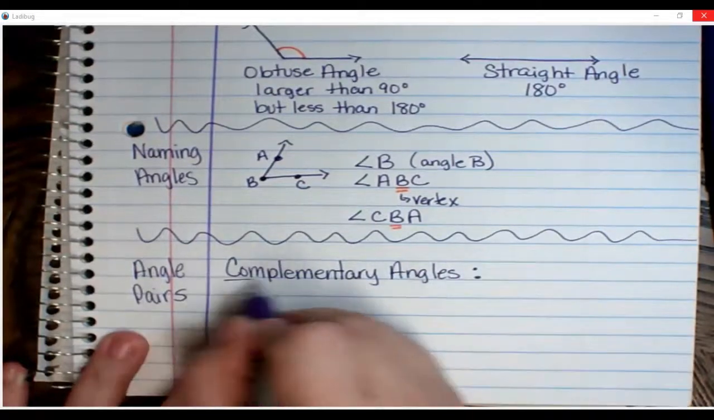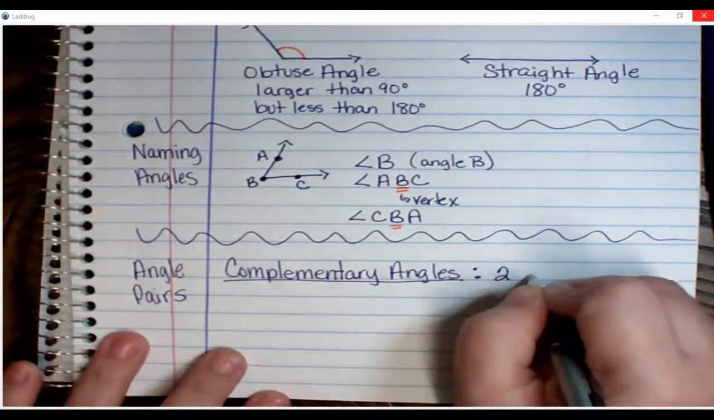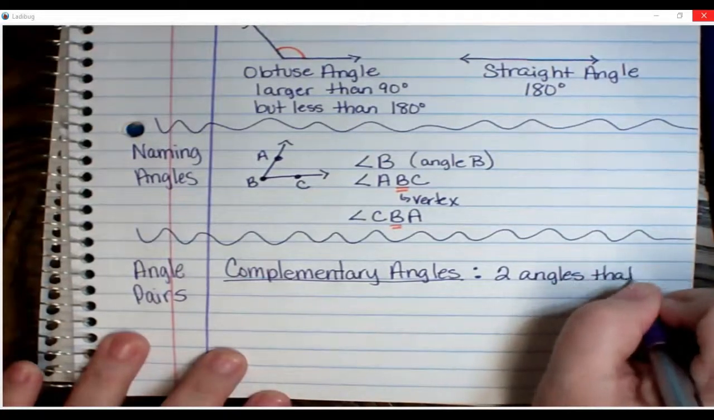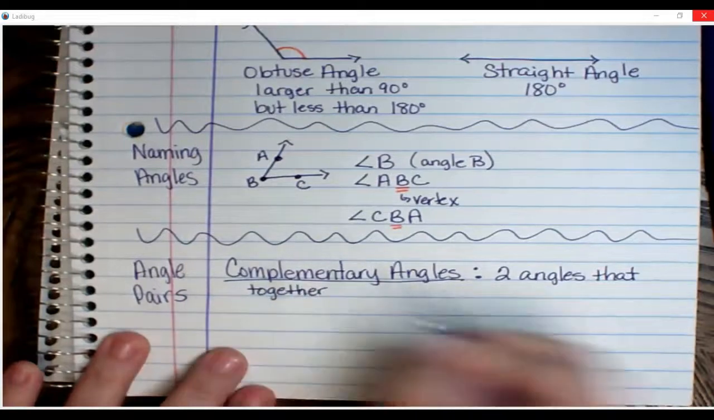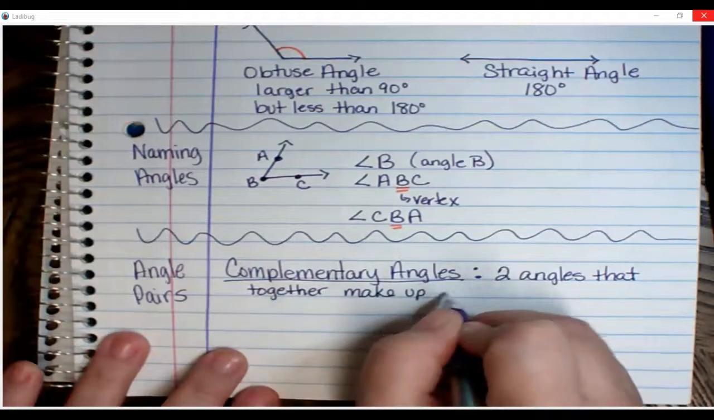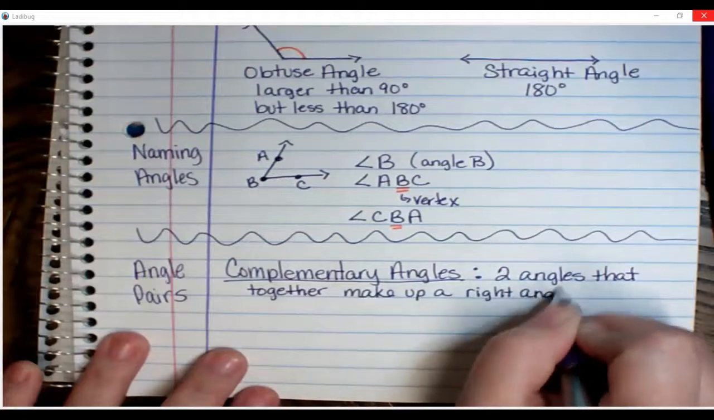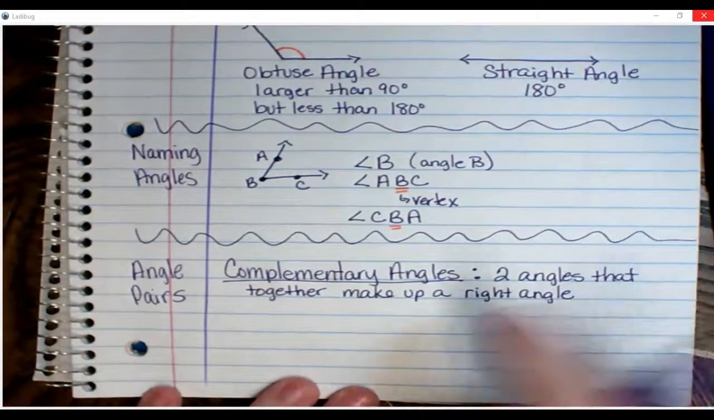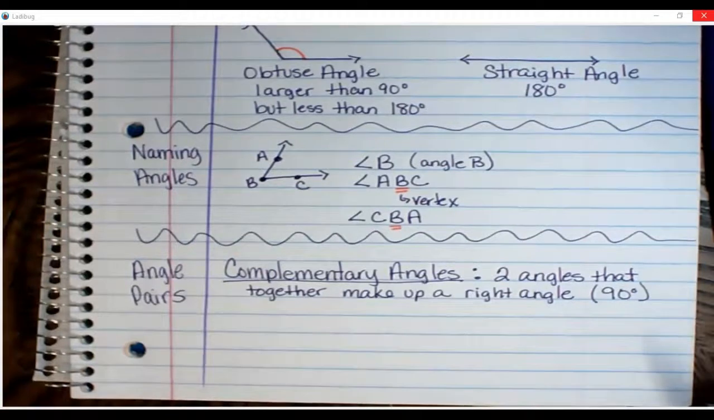Complementary angles are two angles that together make up a right angle. So two angles that when you put them together, side by side, they make a right angle. And we remember a right angle is 90 degrees.